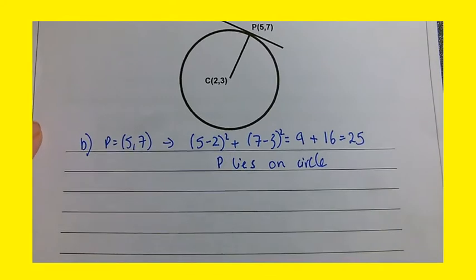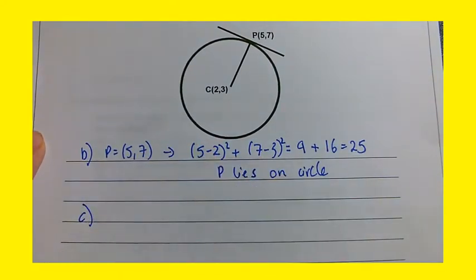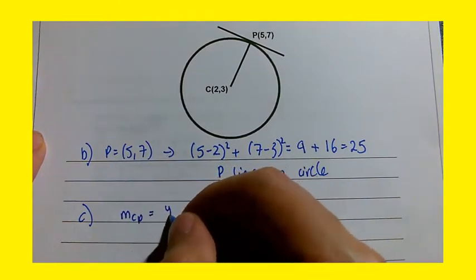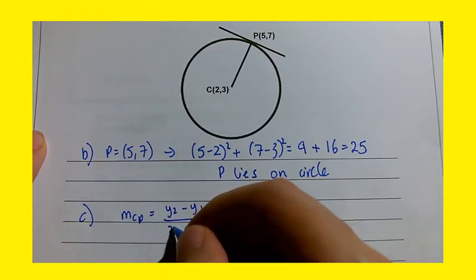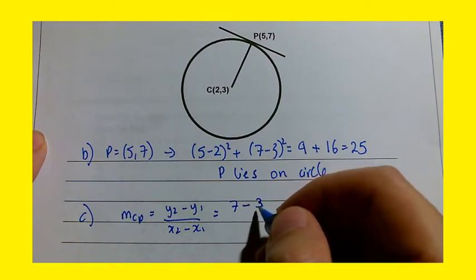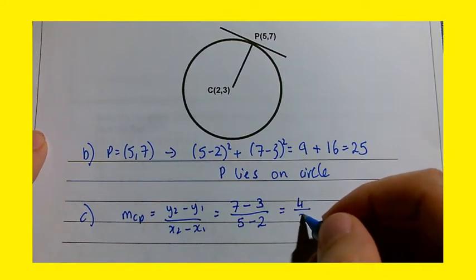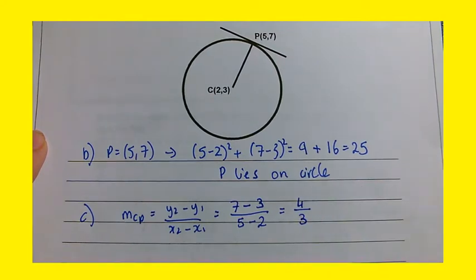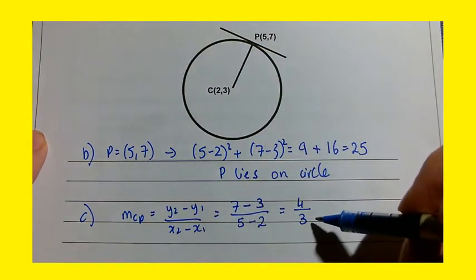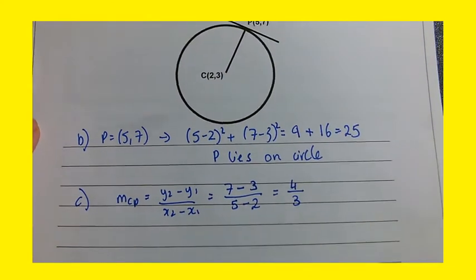Okay, so the next part of the question, find the gradient of the line CP. So gradient of CP. To do that, you do y2 minus y1 over x2 minus x1. So 7 minus 3 over 5 minus 2. 4 over 3. That's the gradient of the line CP, okay, which is given there. And that's correct because it's positive. Not an issue there.